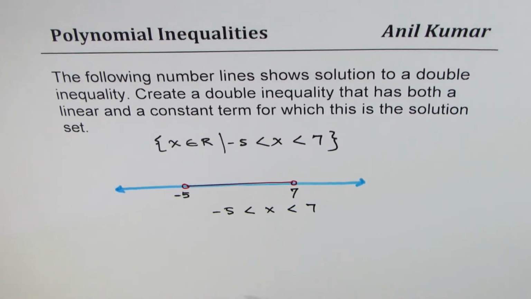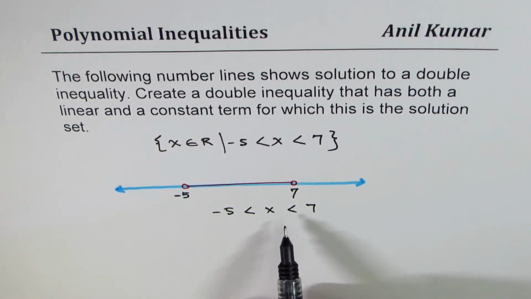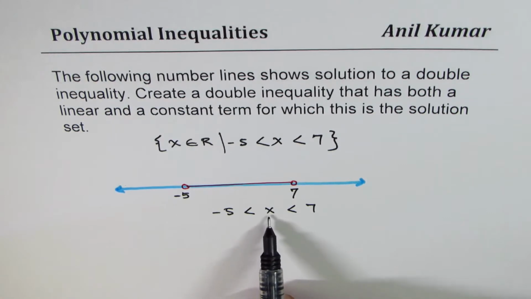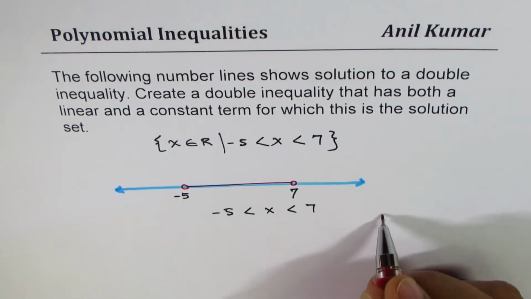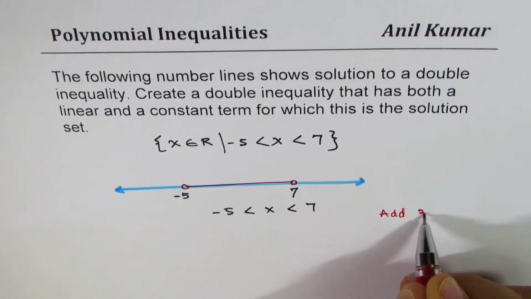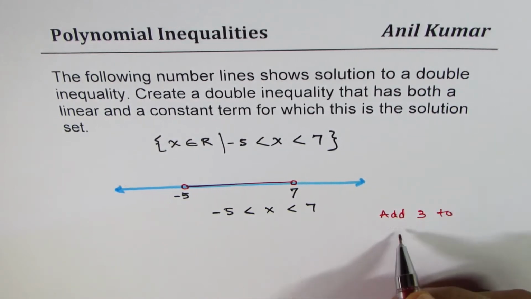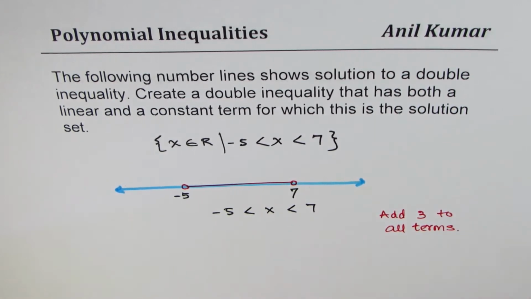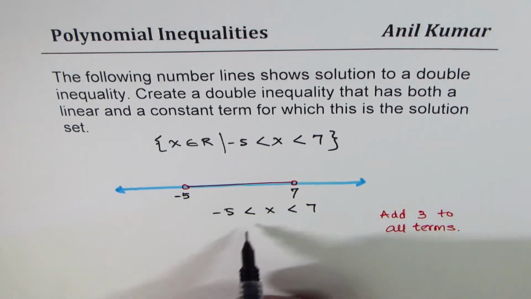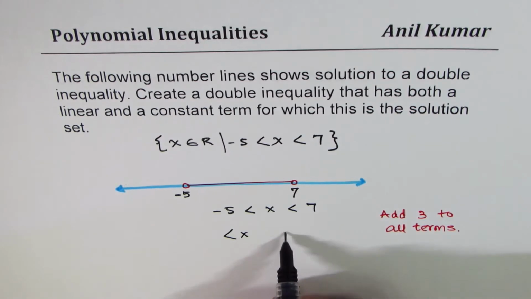To create an inequality, we follow a process which is kind of reverse, right? So we already have a linear term which is x. If I add some number to both sides, let's add 3 for example. So let's add 3 to all terms. If I add 3 to all terms, look here. We already have this inequality, and we are going to add 3 to all terms.